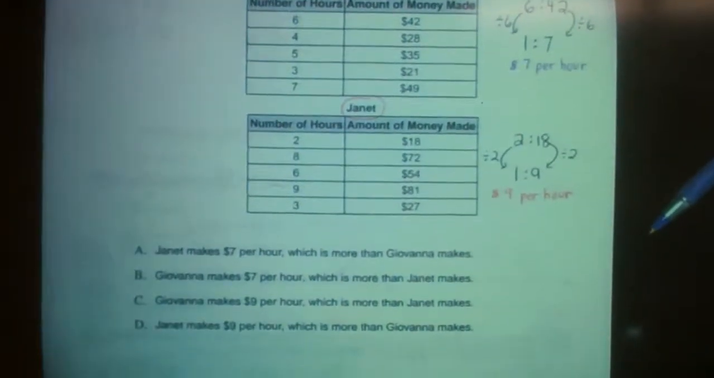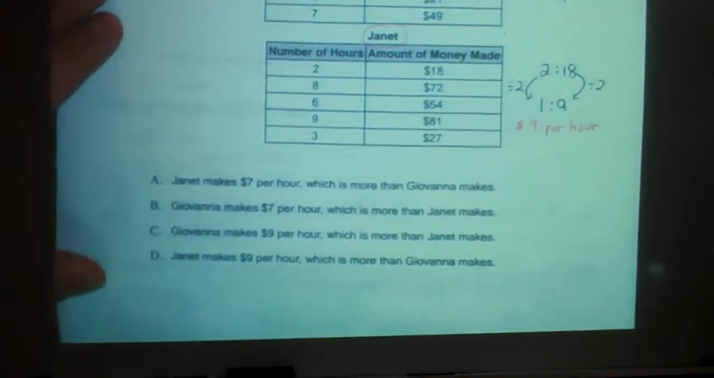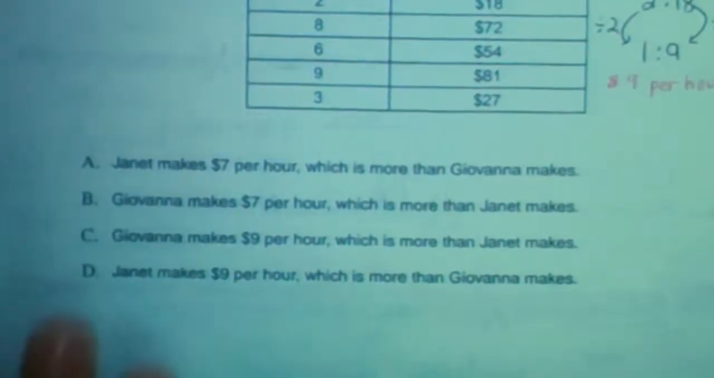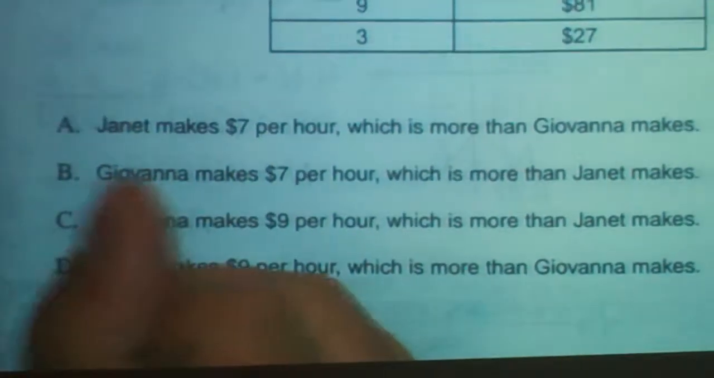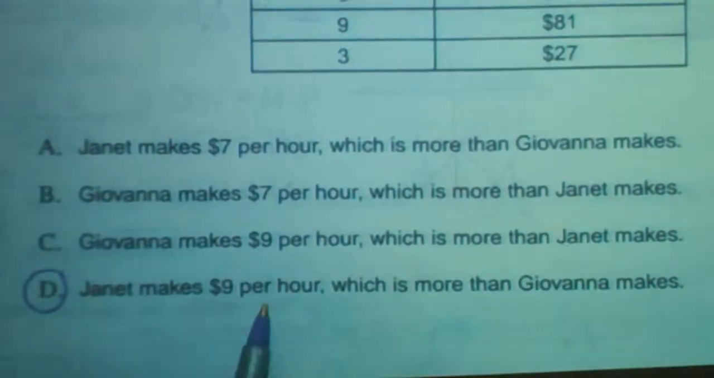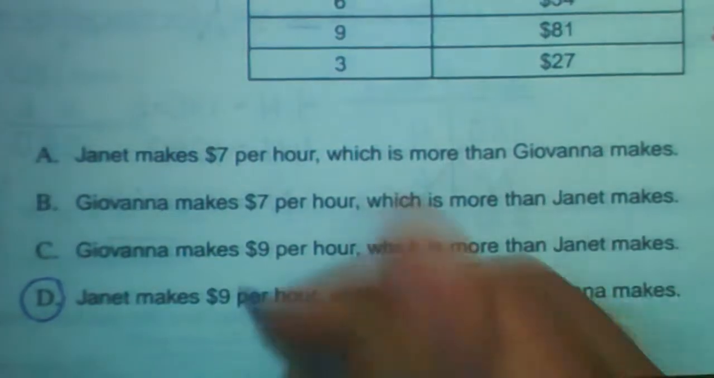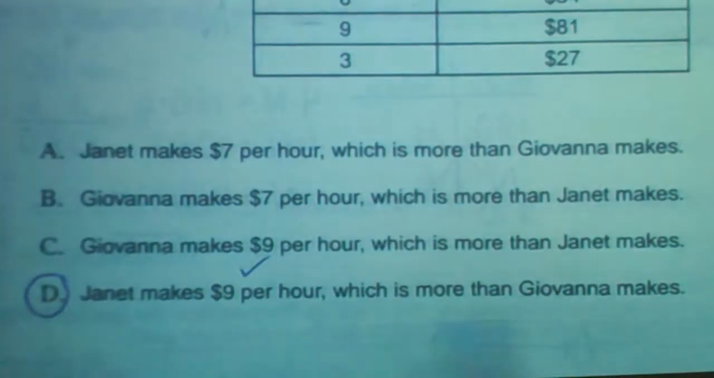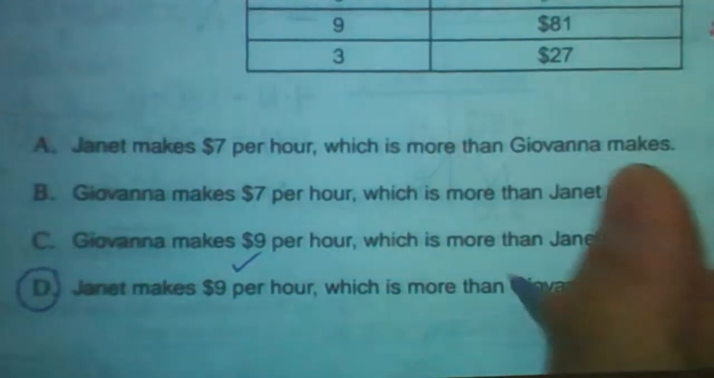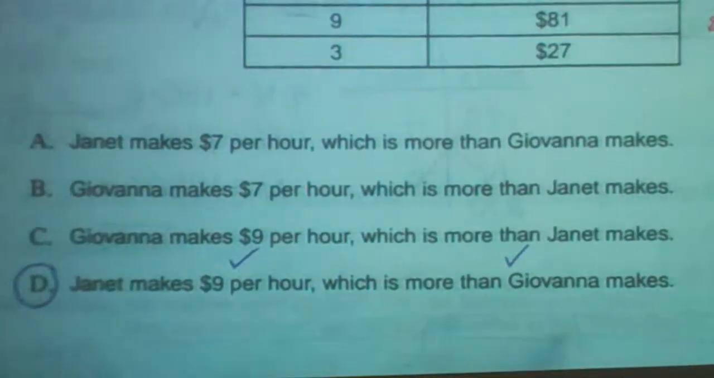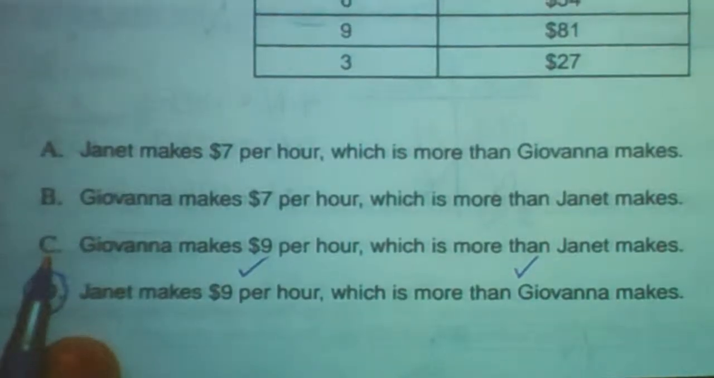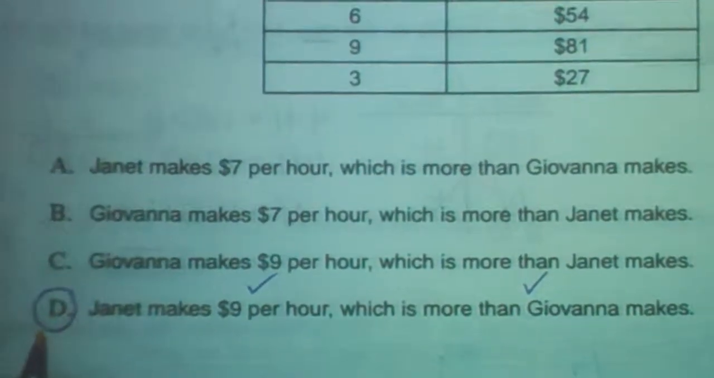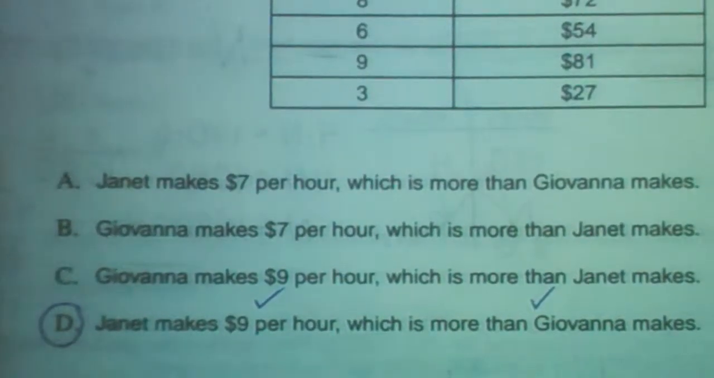Now we just have to look at the answer choices to see which one makes the most sense. And the one that is correct, if you read it carefully, it's letter D. It says Janet makes $9 per hour, which we have up here, and that is more than Giovanna makes. Giovanna makes $7 per hour. If you put A, B, or C, you need to read it again closely, because the only one that is true and the correct answer is letter D.